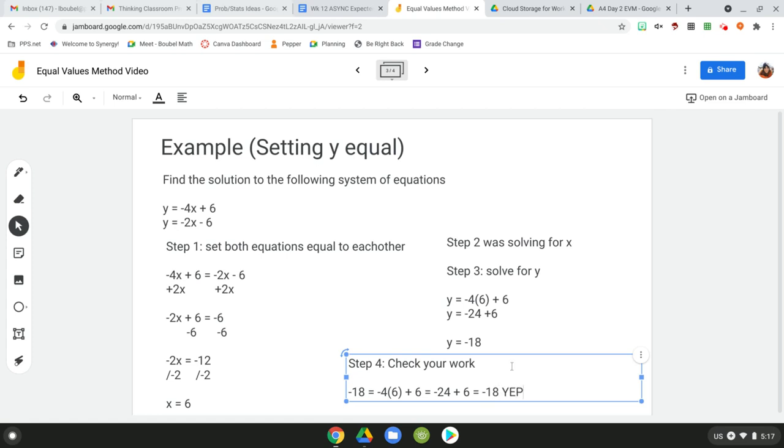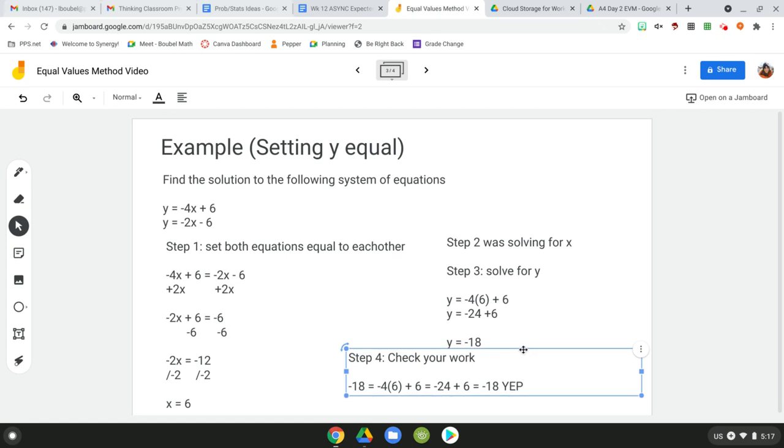Yep, that worked. Now let's check the other equation here. Yet again, y is going to be negative 18, but I'm going to check my second equation now. So negative 2 times 6 minus 6. Negative 2 times 6, that's negative 12 minus 6. And negative 12 minus 6 equals negative 18.